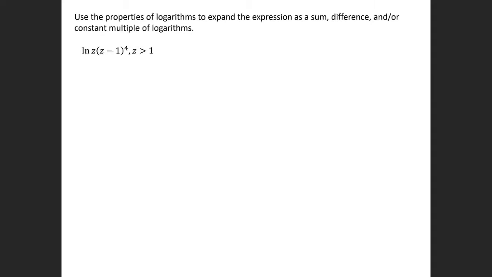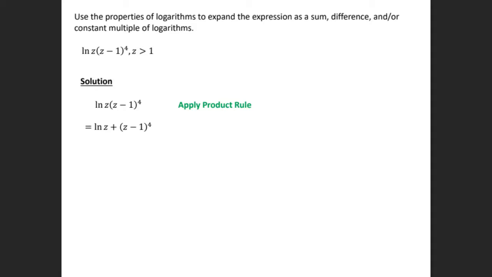So the first thing that I notice is that I have a log and I have two things that are being multiplied with each other. So I can use my product rule. I can expand this first by saying that I have the natural log of z plus, oops, I forgot the natural log there. There's supposed to be a natural log here. Let me put it in. There should be an ln here, okay? Natural log of z minus 1 to the 4th power.